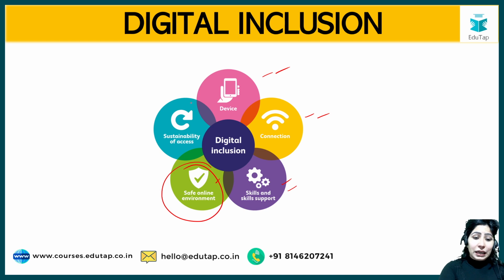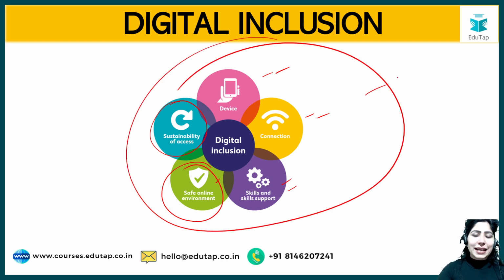So the final thing is sustainability of access. Wi-Fi connection should not be available during the time of elections only. It should be available 24/7 all around the year. All right, so digital inclusion contains these 5 steps. Include them in your answers, and our answer will be framed around these 5 steps.